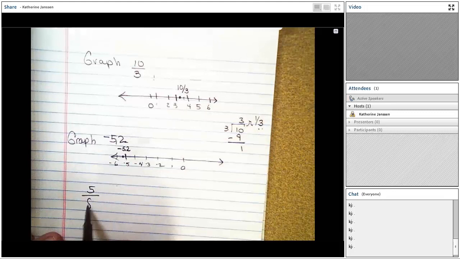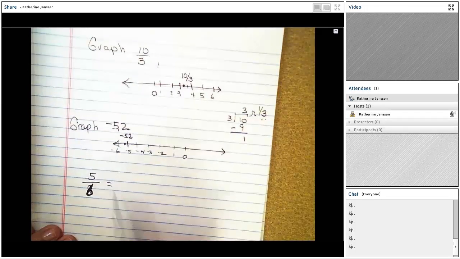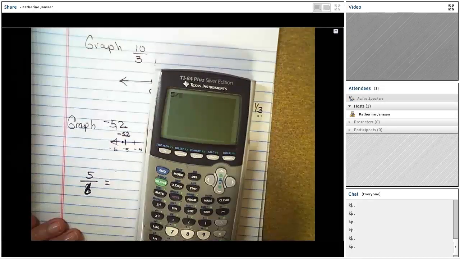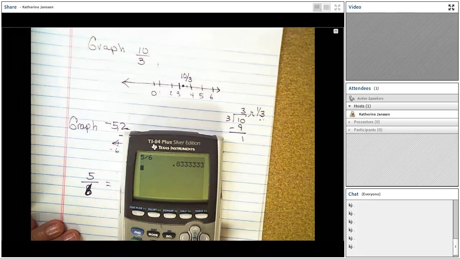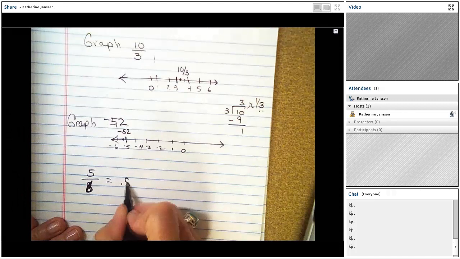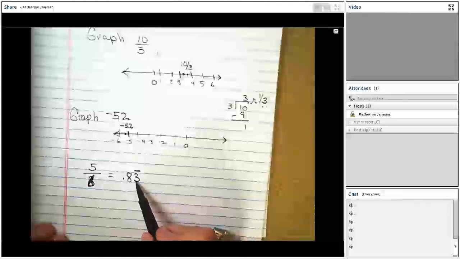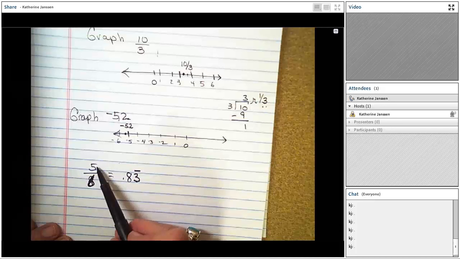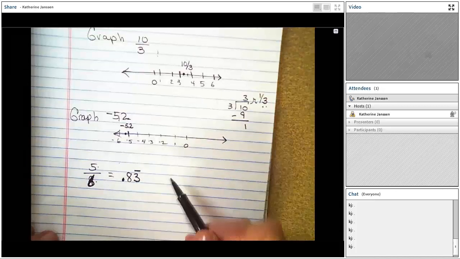If we're given 5/6, what is its decimal equivalent? Well, we'll have to use our calculator. 5 divided by 6, and I get 0.83333, where 3 is my repeating digit. So 5/6 in fractional form with a numerator and a denominator is equal to, in decimal format, 0.83333, a repeating decimal.